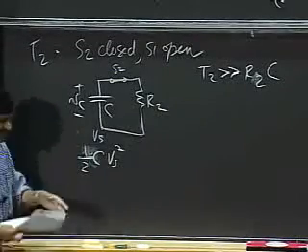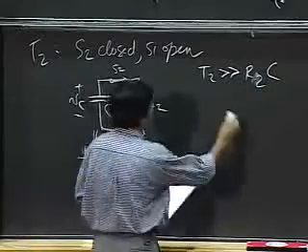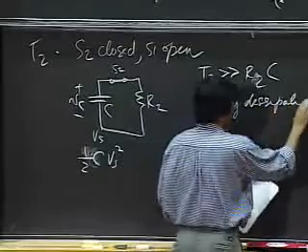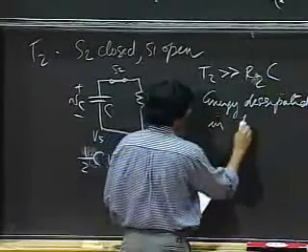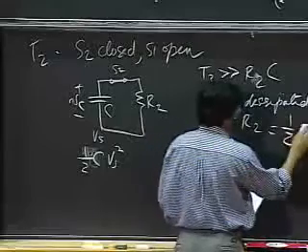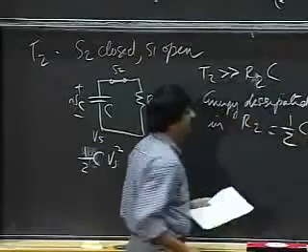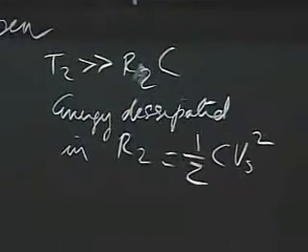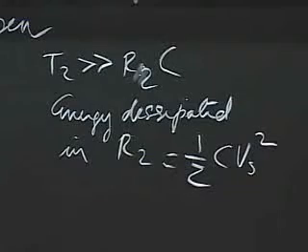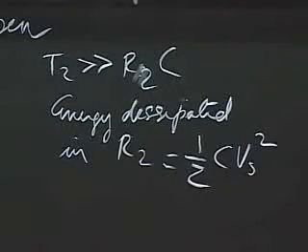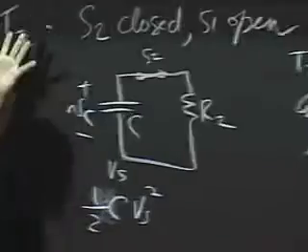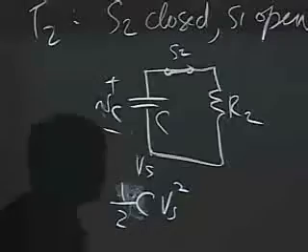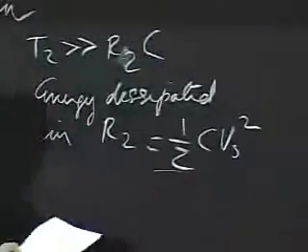So if T2 is much greater than R2C, then the energy dissipated in R2 is simply half C Vs squared. Notice that the energy dissipated in R1 in the first half cycle is half C Vs squared. And in the second half cycle, during T2, if T2 is large enough, all this energy gets dissipated in this resistor R2. And I have that expression here.